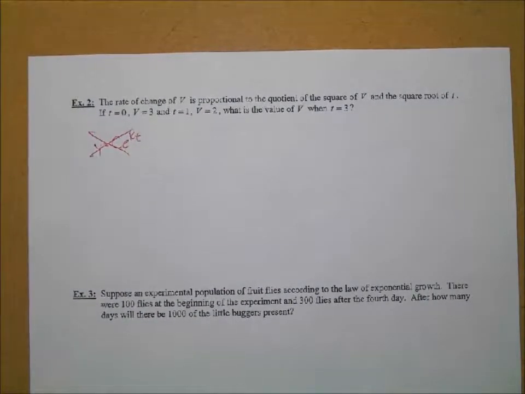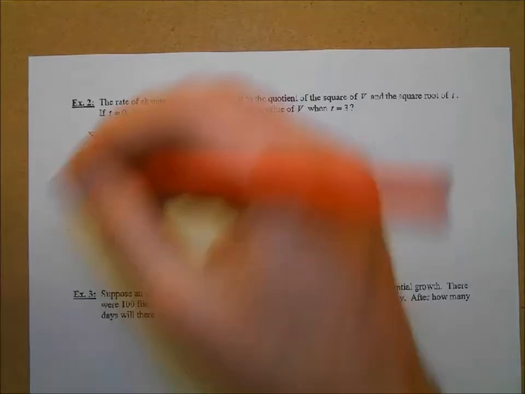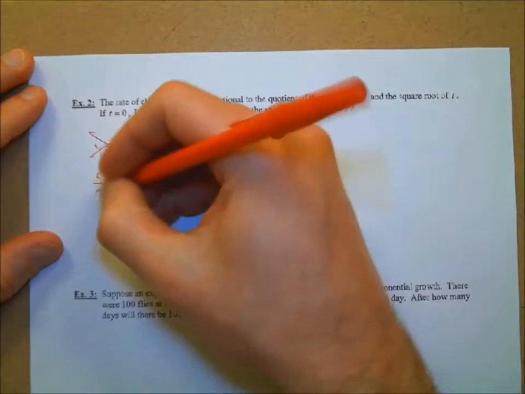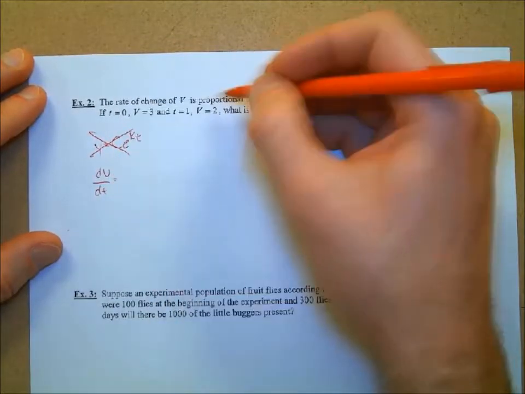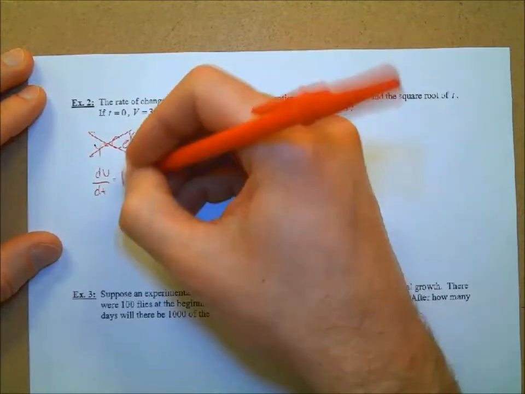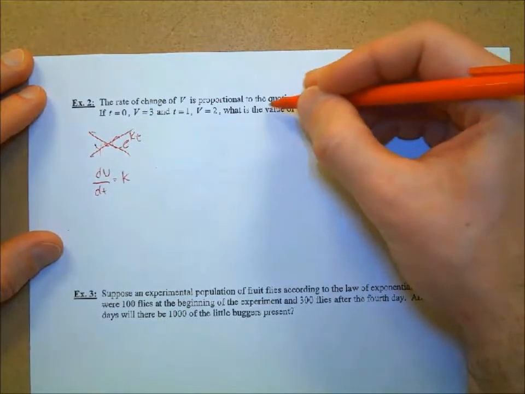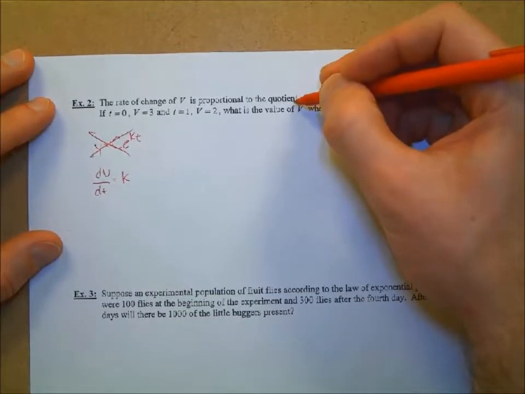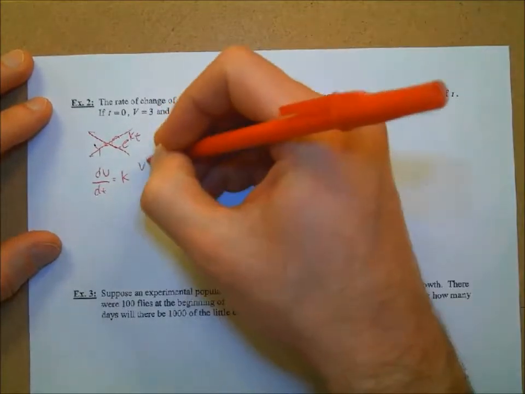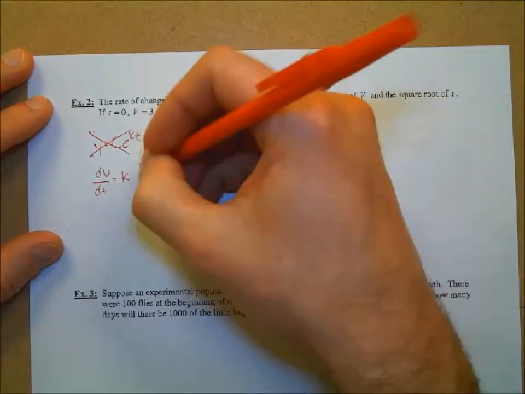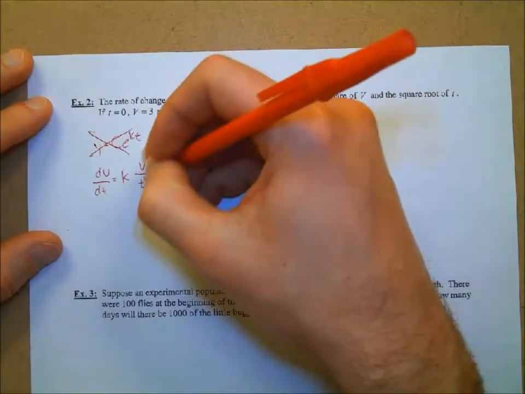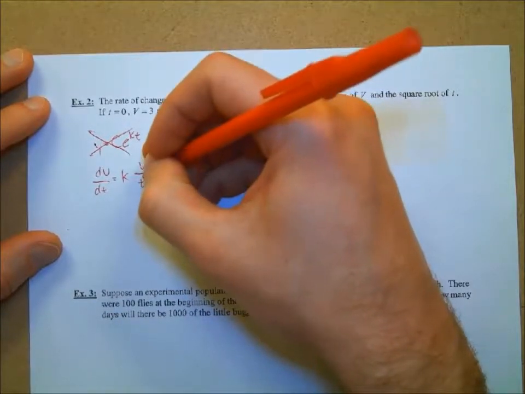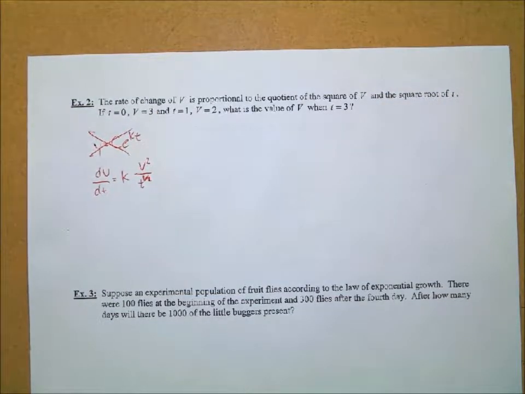Okay, why not? It's one of those problems. We're talking about the rate of change of v, and it's proportional to something. Right, it is. But let's read carefully here what it is proportional to. The rate of change of v, so dv dt, equals proportional, so a k, to the quotient. Quotient means what operation? Yeah, division, okay, of the square of v, so v squared, and the square root of t over, I'm going to write that as t to the 1/2 as opposed to square root of t like that. We'll make it t to the 1/2. That is your differential equation.